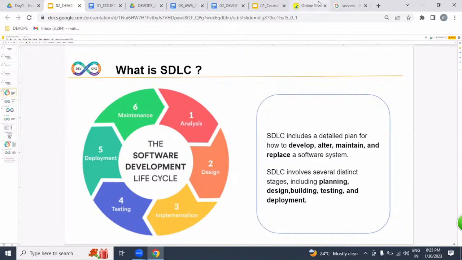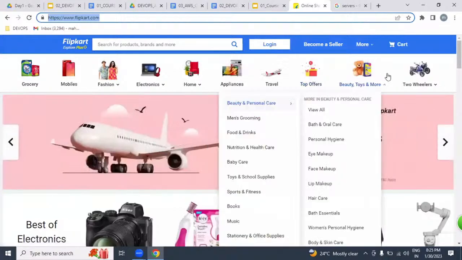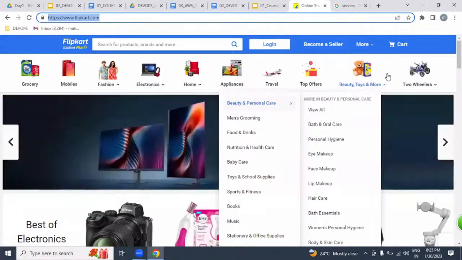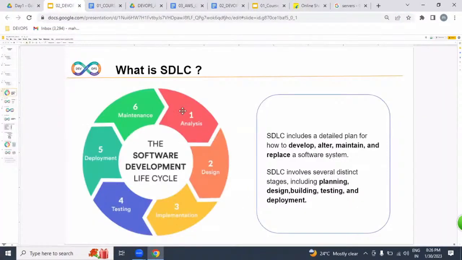So what is an application? As we discussed earlier, what is an application? The working software which is written in any programming language, we call it an application. Application is equal to website. But if you want to maintain this application, we require what? Infrastructure. What is infrastructure?